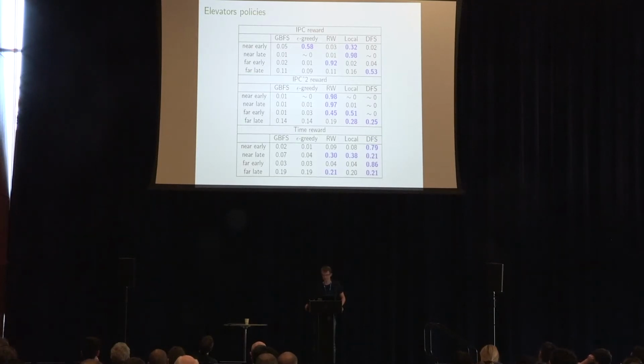And we can see the probabilities of taking each of the actions in each of the states considered. So for example, we can see that under the IPC reward, the search starts with random walks, then proceeds with either random walks or local search, and when it's really under time pressure, when it's still far from the goal and it's getting late, it actually goes for depth-first search. For comparison, under the time reward, the policy is very heavy on depth-first search all the time.